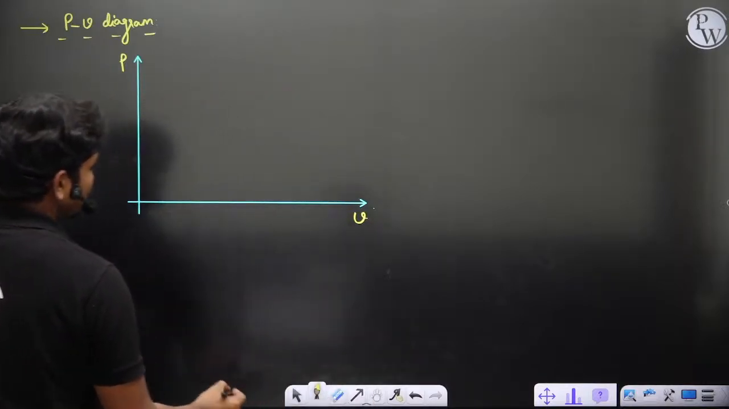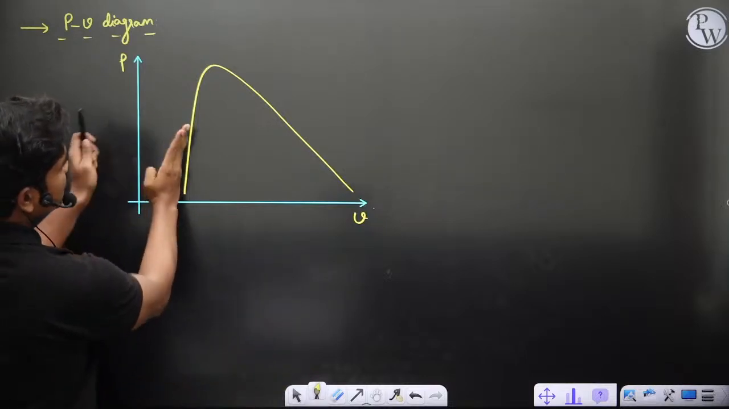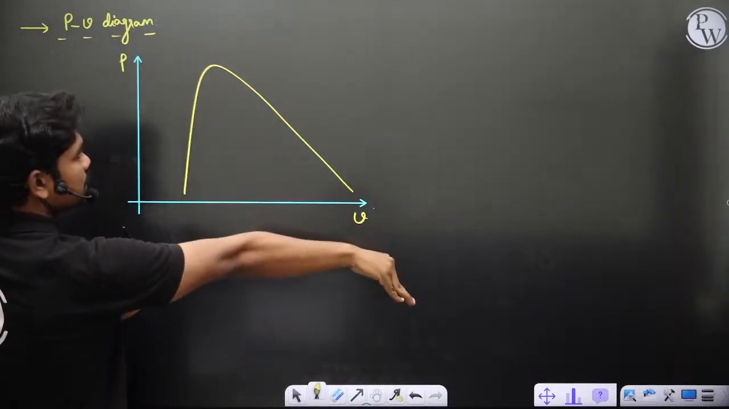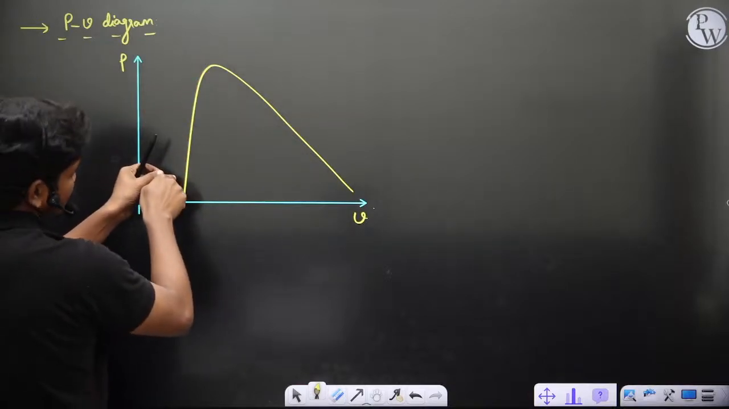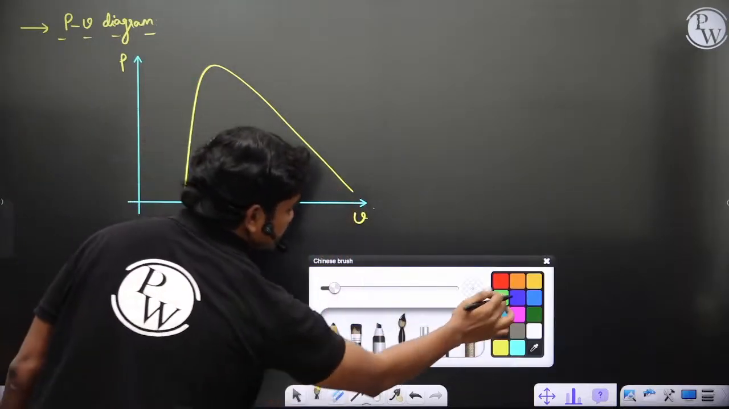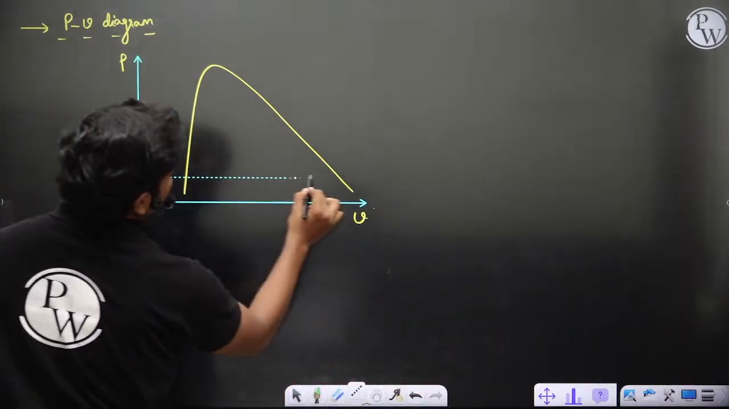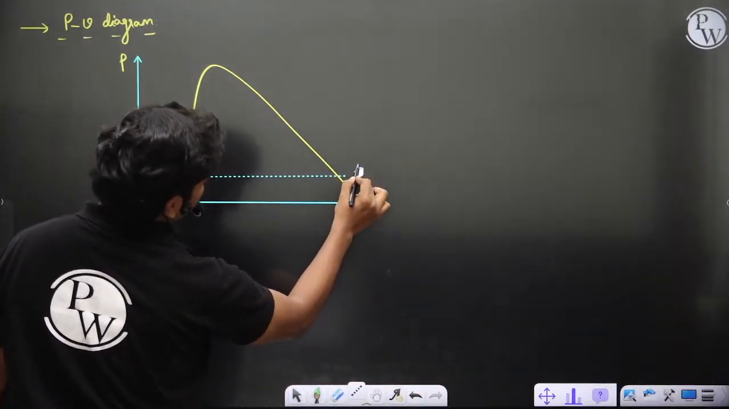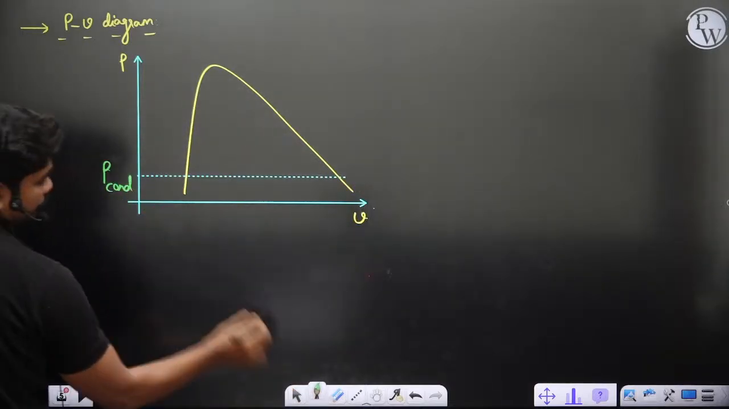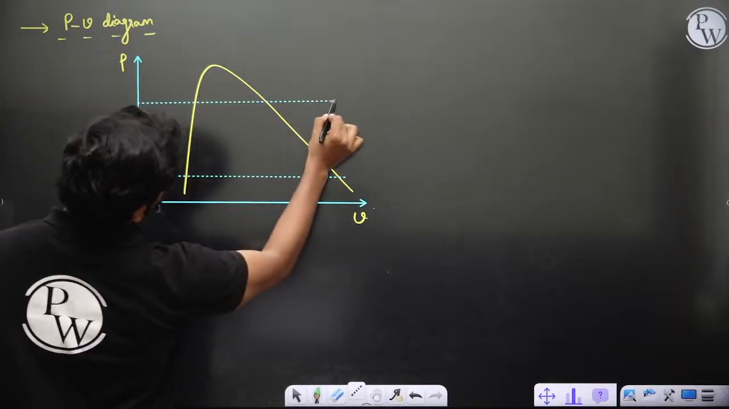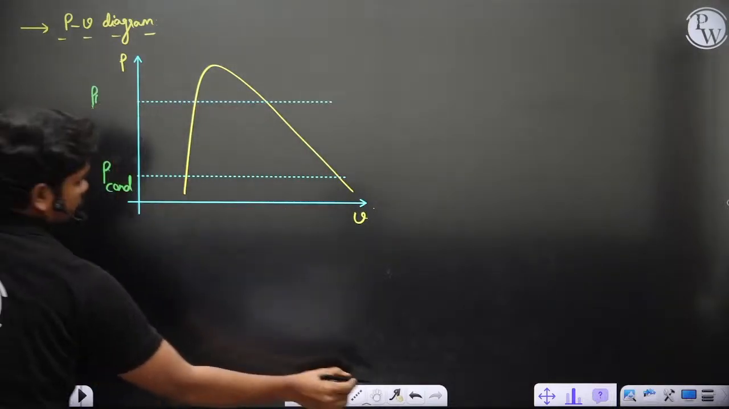First we consider the vapor dome, which you all know. This line will be generally very flat, but the liquid line is much steeper. Now let's say we have two pressures: one is the pressure at which the condenser is operating, P condenser, and the other is P boiler, where the boiler is operating.